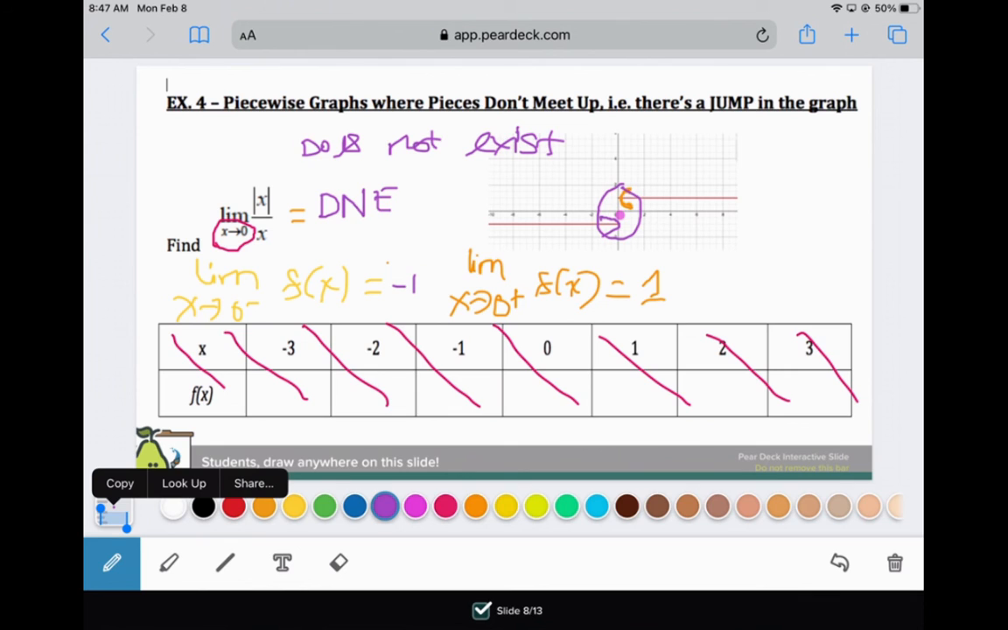Question for me on this one. So the limit at this point does not happen. There's no limit at this point, okay?